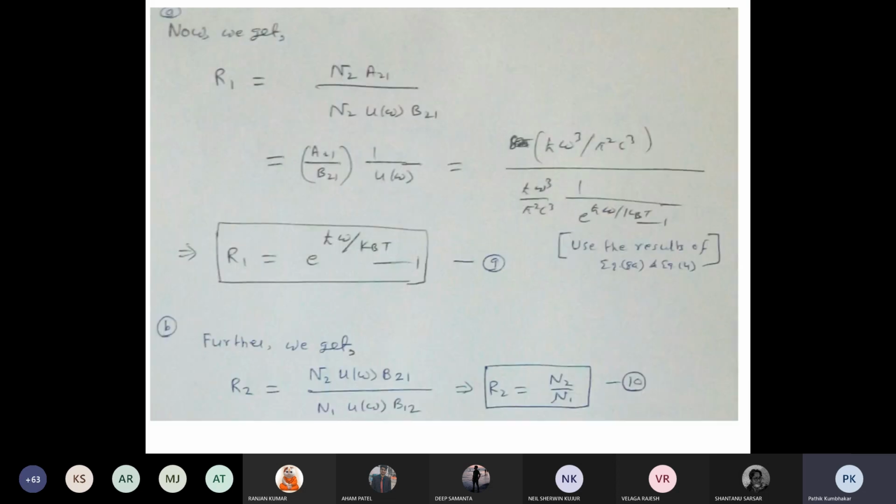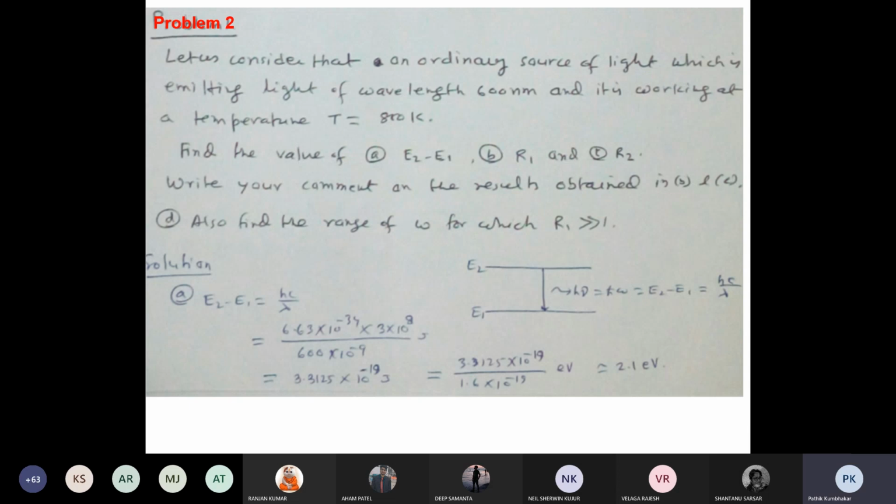Now let us solve one problem, and then we can understand what happens in a system of atoms, an ordinary light source, for example. Consider problem 2: an ordinary source of light which is emitting light of wavelength 600 nanometer, working at a temperature of say 800 Kelvin. Find the value of E2 minus E1, then calculate R1 and R2, and write your comment on the results obtained. Also find the range of omega for which R1 will be much greater than 1.